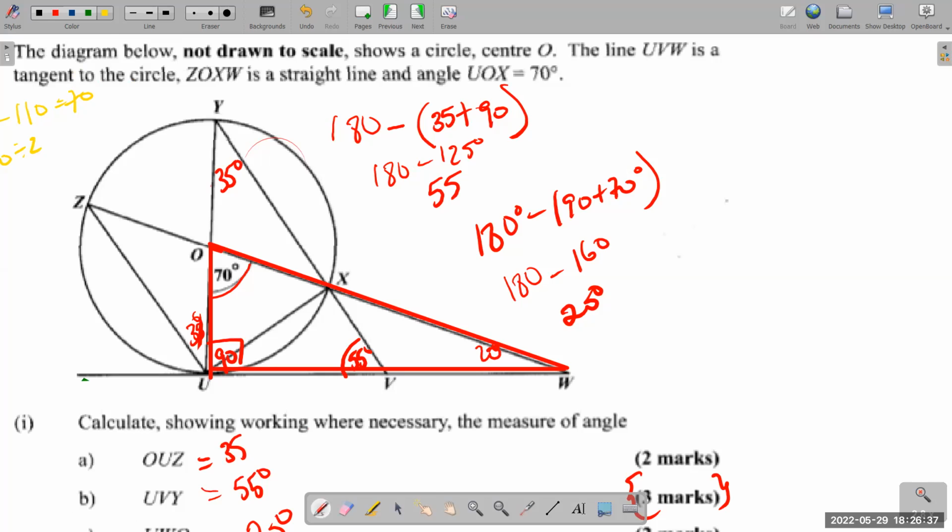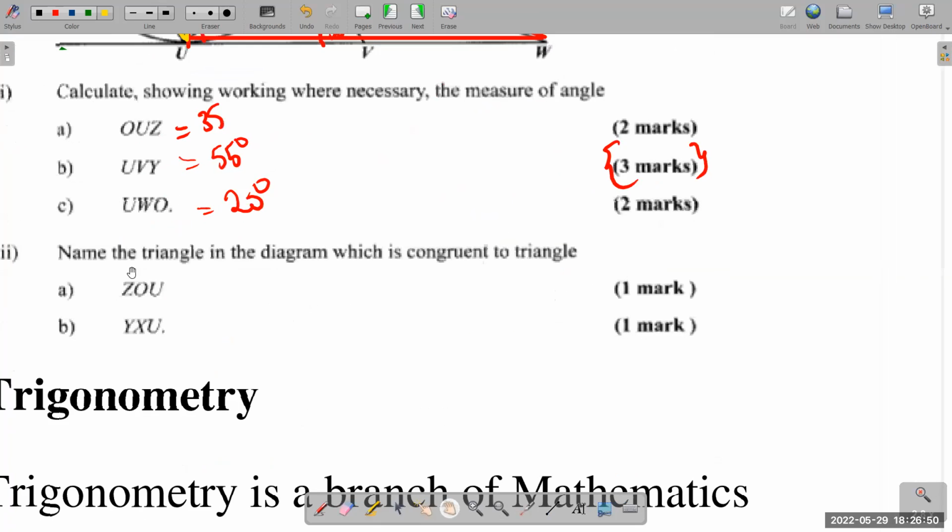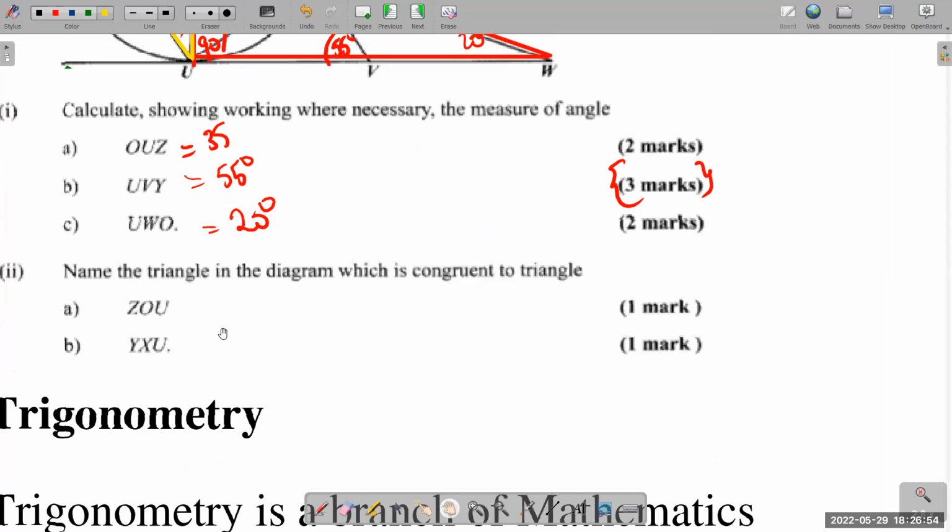So let me highlight the triangle they're talking about. This triangle here is congruent to this triangle here. They didn't ask you to calculate anything. What they ask you to do is name the triangle. So you have to call the letters of the triangle that is congruent to this triangle here.